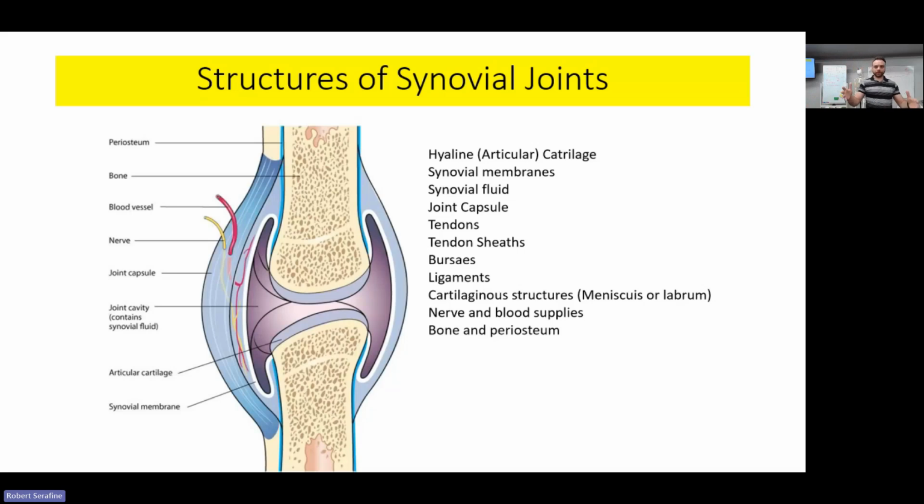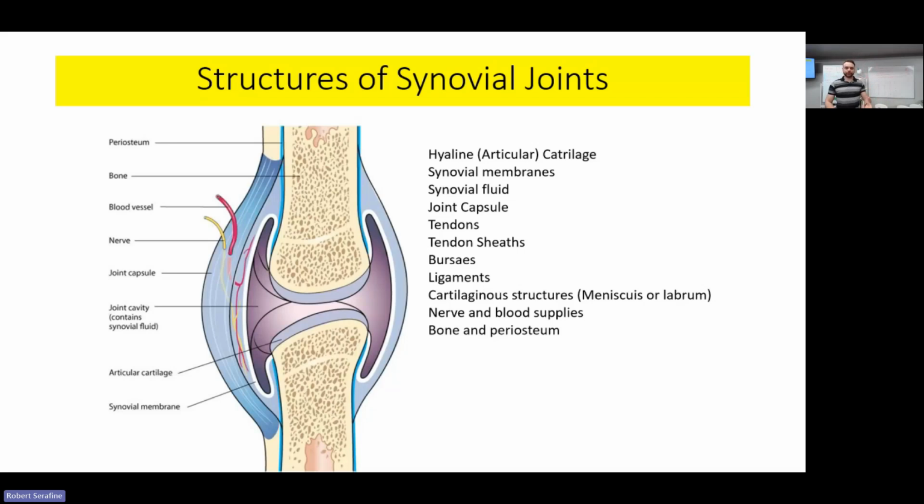So we talked about synovial joints, right? We said that the structural classification was synovial. Well, what is synovium? Synovium is the fluid that we find inside of synovial joints. This fluid helps to lubricate, nourish, and keep the joint healthy. So these synovial membranes are the inner linings of the synovial joints that produce the synovial fluid.